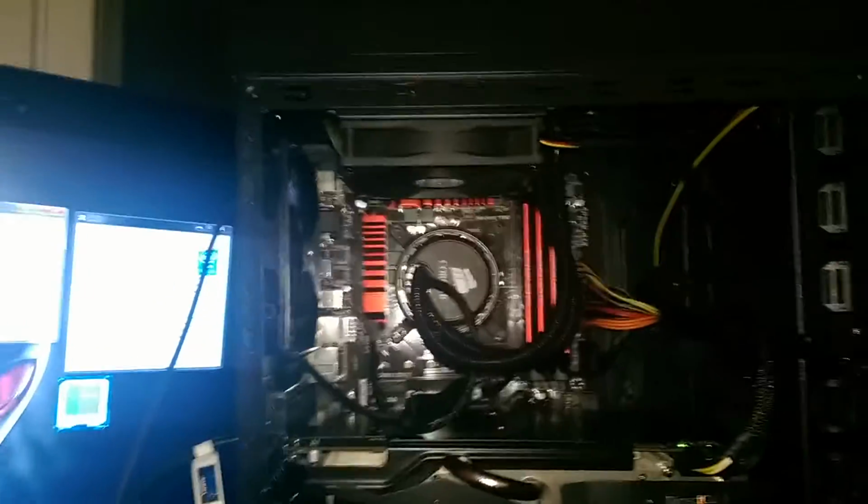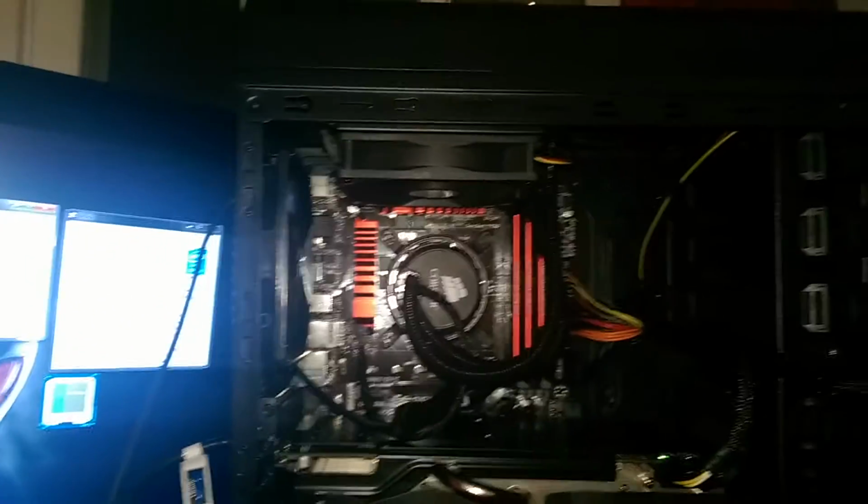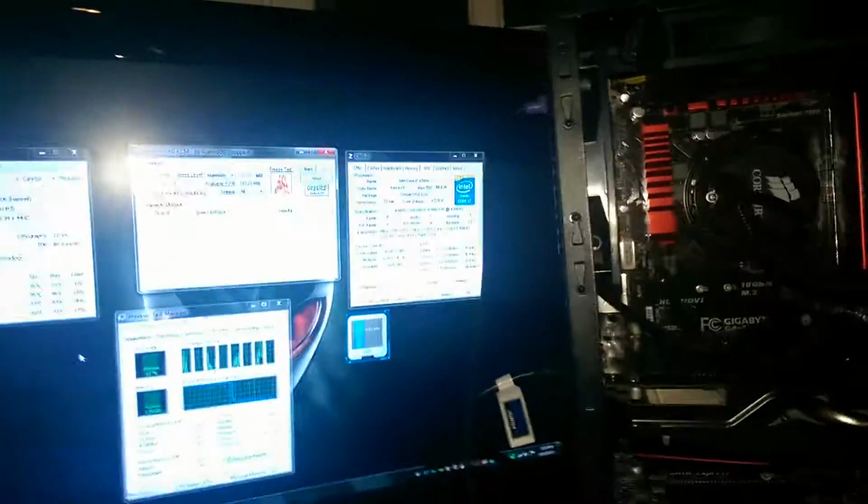The Core i7-4790K, even with a limited cooler, runs extremely well and extremely fast, even at base speeds.